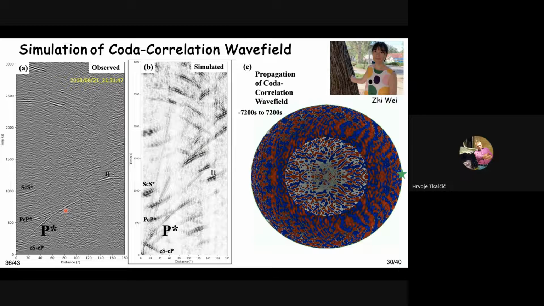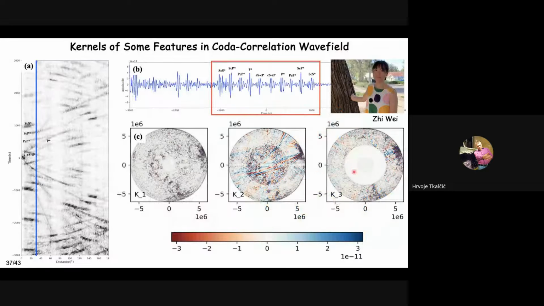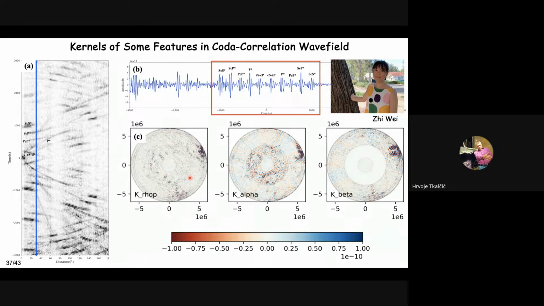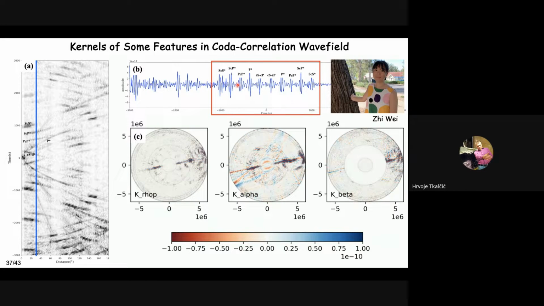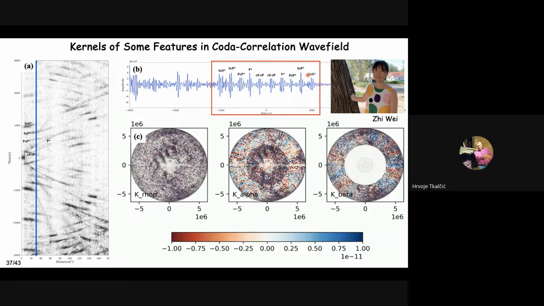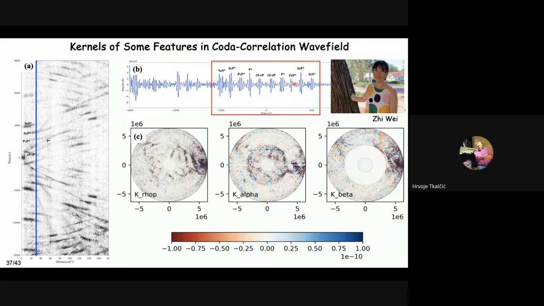So you have very complex kernels, and this animation here, if I can run it, it looks like I can't, would show you the propagation of the coda-correlation wavefield, but hopefully I can show you here how the sensitivity kernels look for this particular window. So again, these are some of the features that we observe very strongly in the coda-correlation.